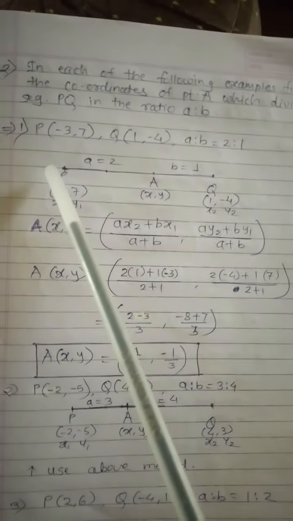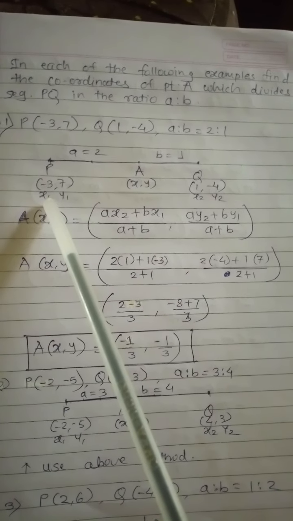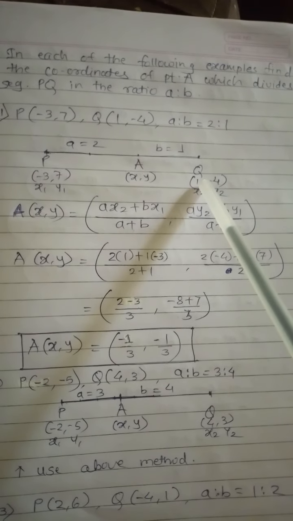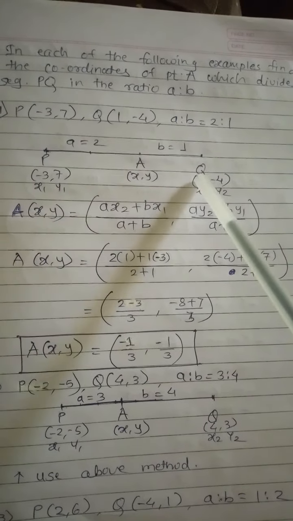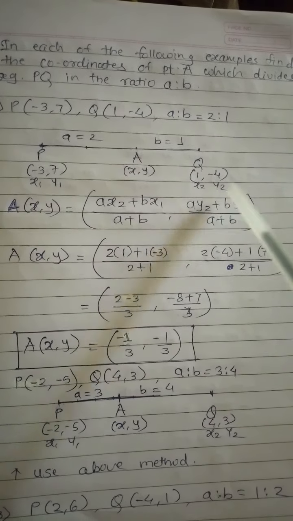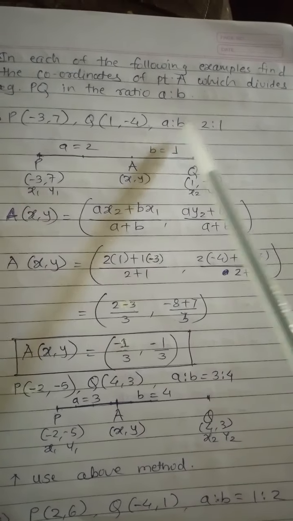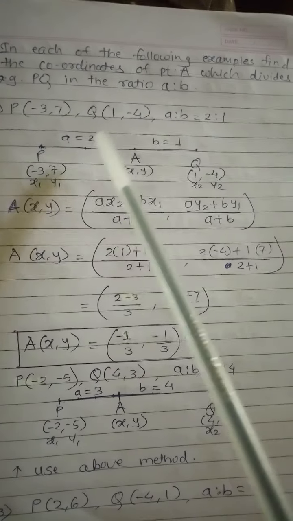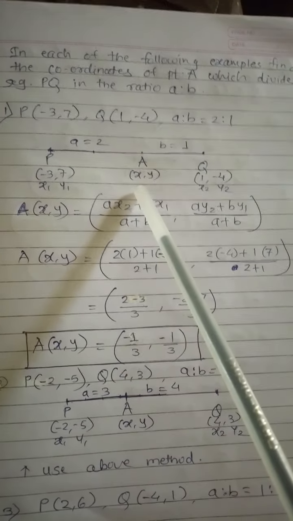Now see, again we solve this example with the help of a figure. You are given the coordinates of P, that is (-3, 7), x1, y1, and Q, that is (1, -4), x2, y2. Here you are given the ratio A is to B as 2 is to 1. So A is 2 and B is 1, and we have to find out the coordinates of A.